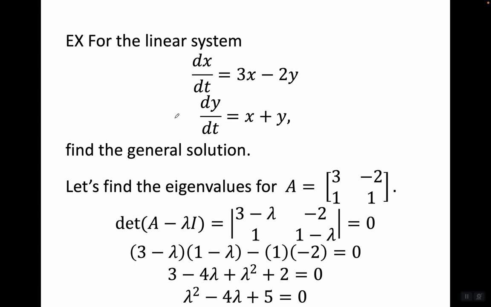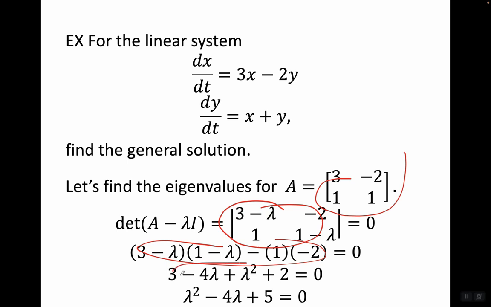For the linear system dx/dt = 3x - 2y, dy/dt = x + y, find the general solution. So we find the eigenvalues for this matrix, [3, -2; 1, 1]. You know the drill. You know what to do. Determinant of A minus lambda I equals 0.